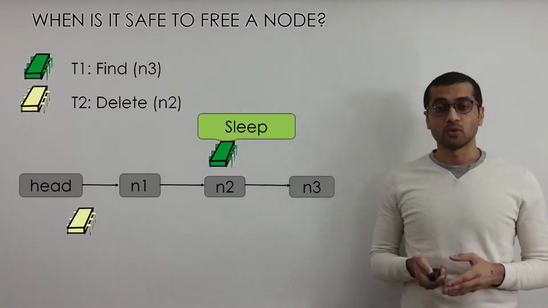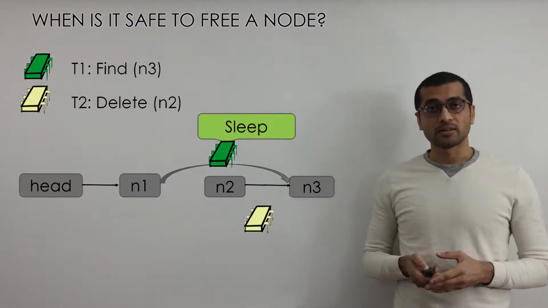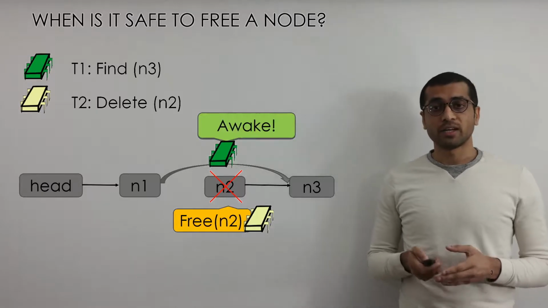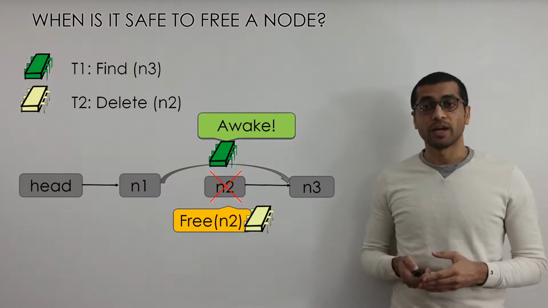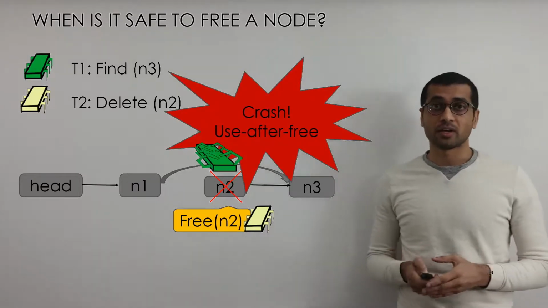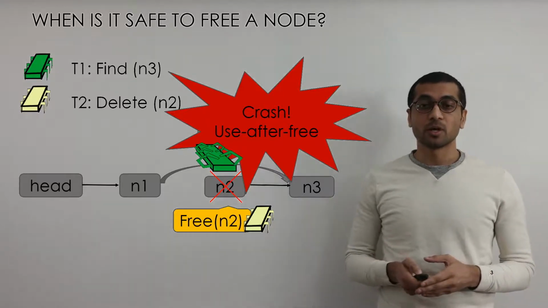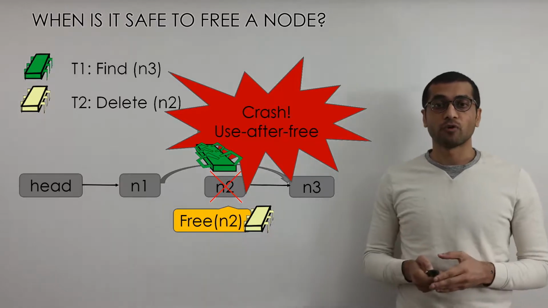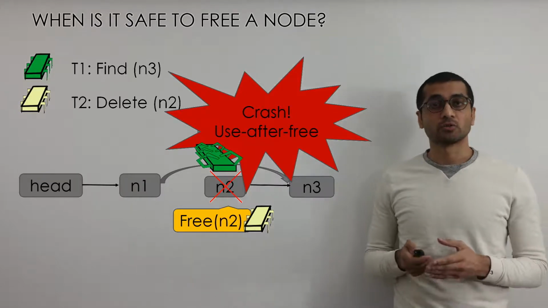Simultaneously, the thread T2 moves towards the node N2, unlinks it and frees the record N2. Later, if thread T1 wakes up and tries to access this freed node N2, it will crash. So this is a typical case of use after free in concurrent data structures. And if we observe closely, this happens because while thread T2 was trying to free the node N2, another thread T1 held a private pointer to the same node.